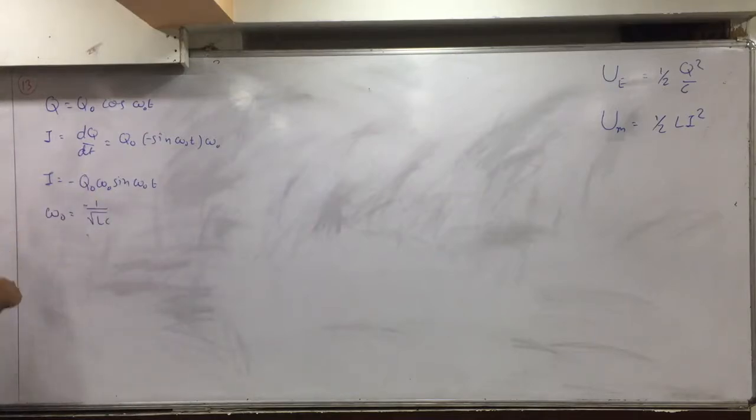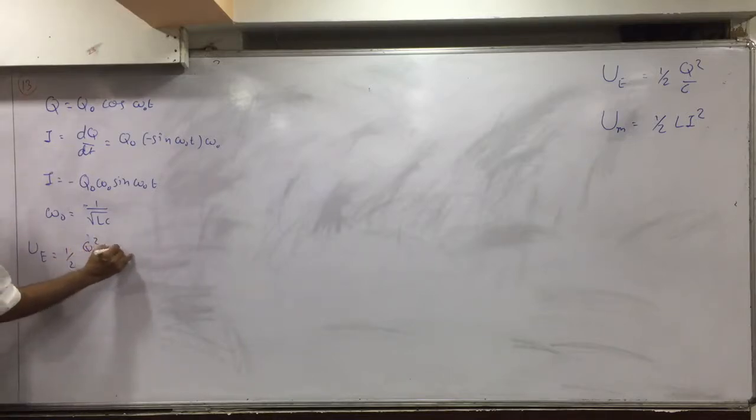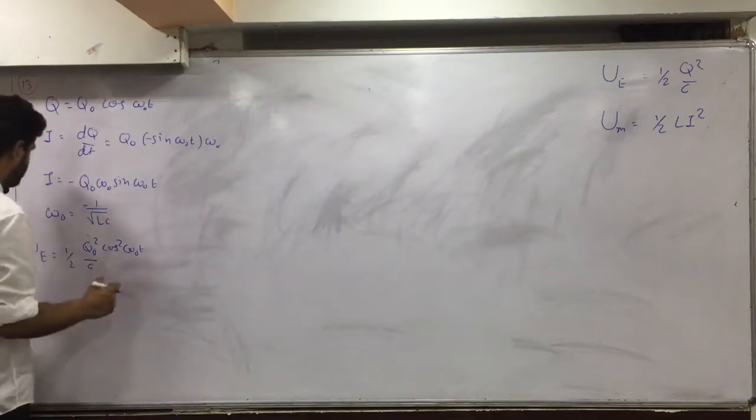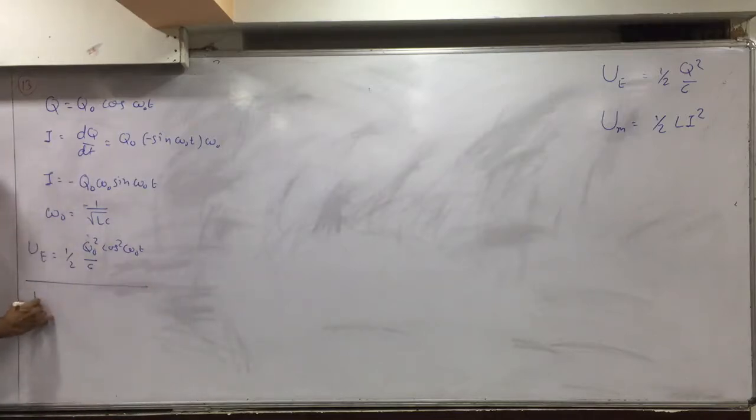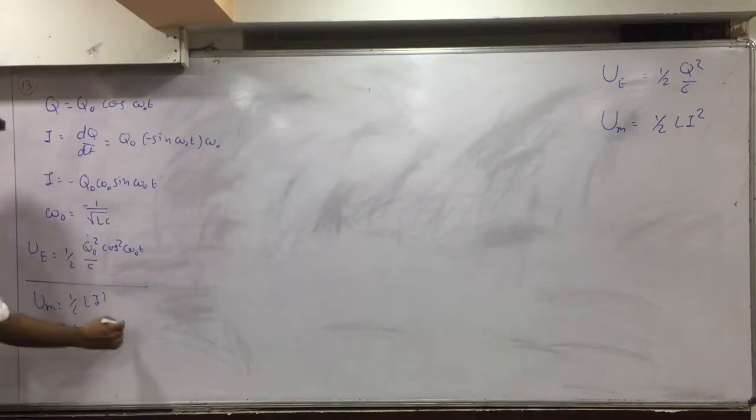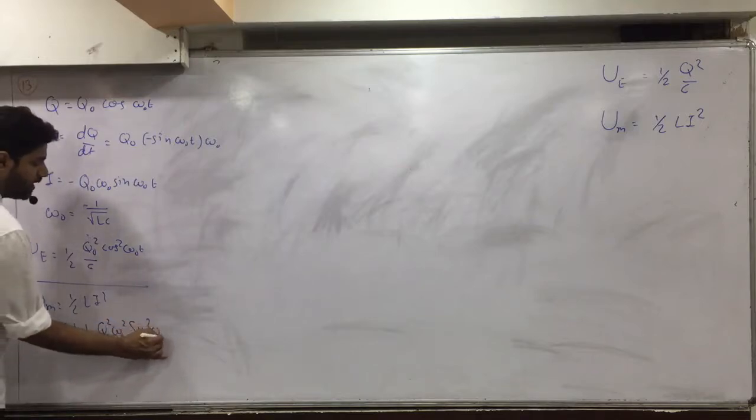So I can say that electric energy is given by half q square, so that's q0 square cos square omega 0 t divided by C. And this is what we have got. And let's talk about magnetic energy. So U magnetic is equal to half Li square. And let's put the value of I. So I square will be q0 square omega 0 square sine square omega 0 t.